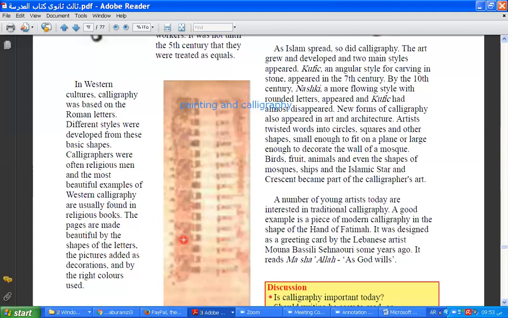They decorate religious books with writing and these things, like this. So also sometimes they use some colors. Yes, colors. Yeah, like this.